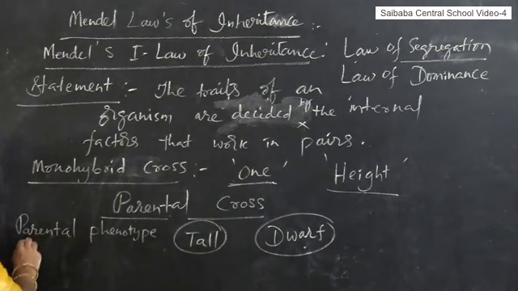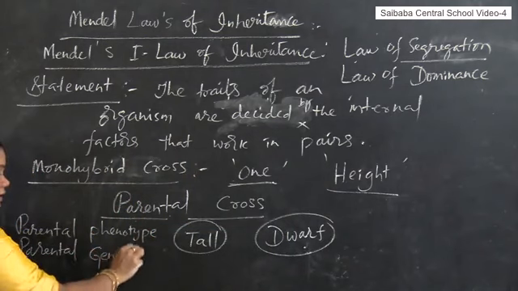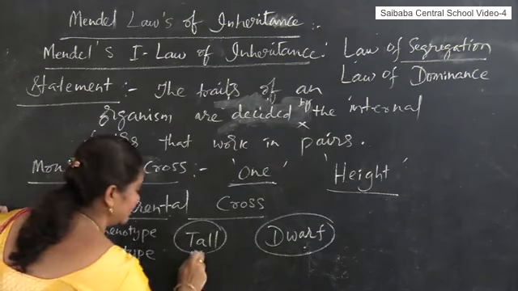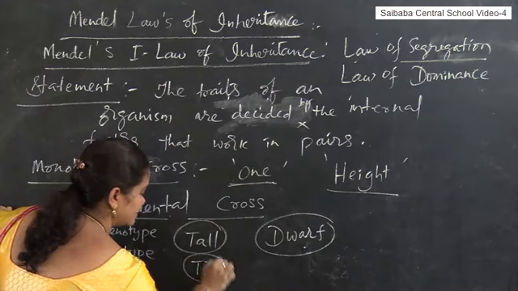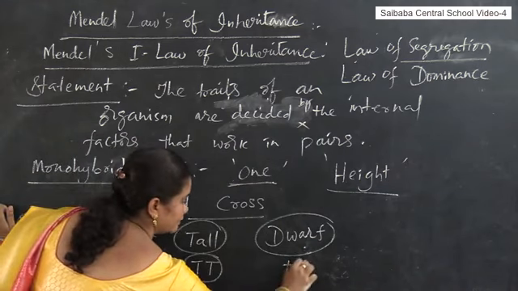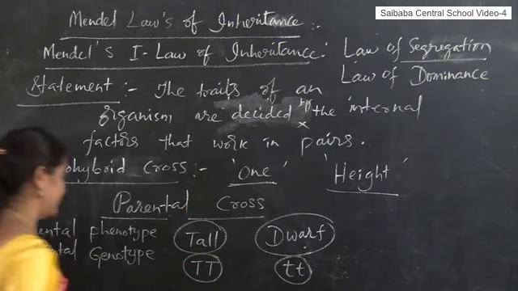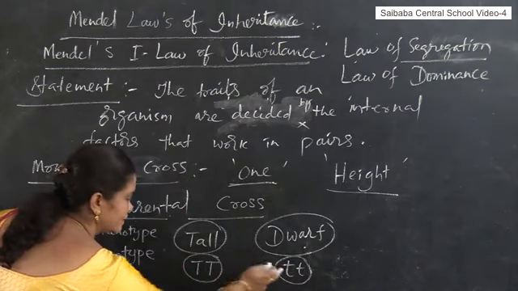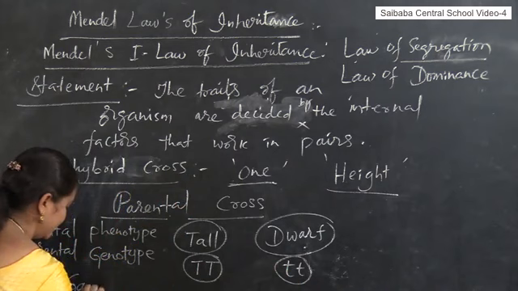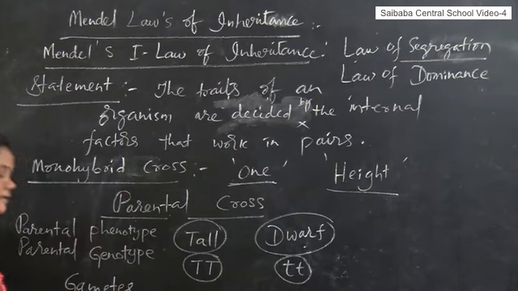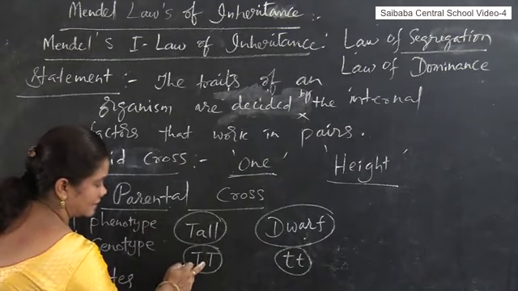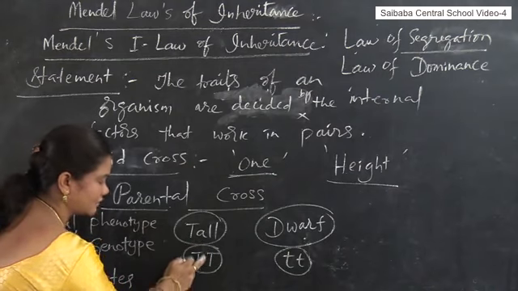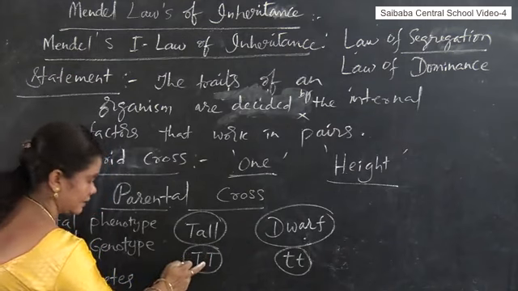Are you getting my point? If we know the phenotype, we can write the genotype. So what is the parental genotype here? Pure tall plant and pure dwarf plant. So capital T for the pure tall plant, and small t for the pure dwarf plant. Among these two, at the time of fertilization, first they divide into their gametes, right? Because this gene has developed because of the contribution of two parents. Am I right or not?